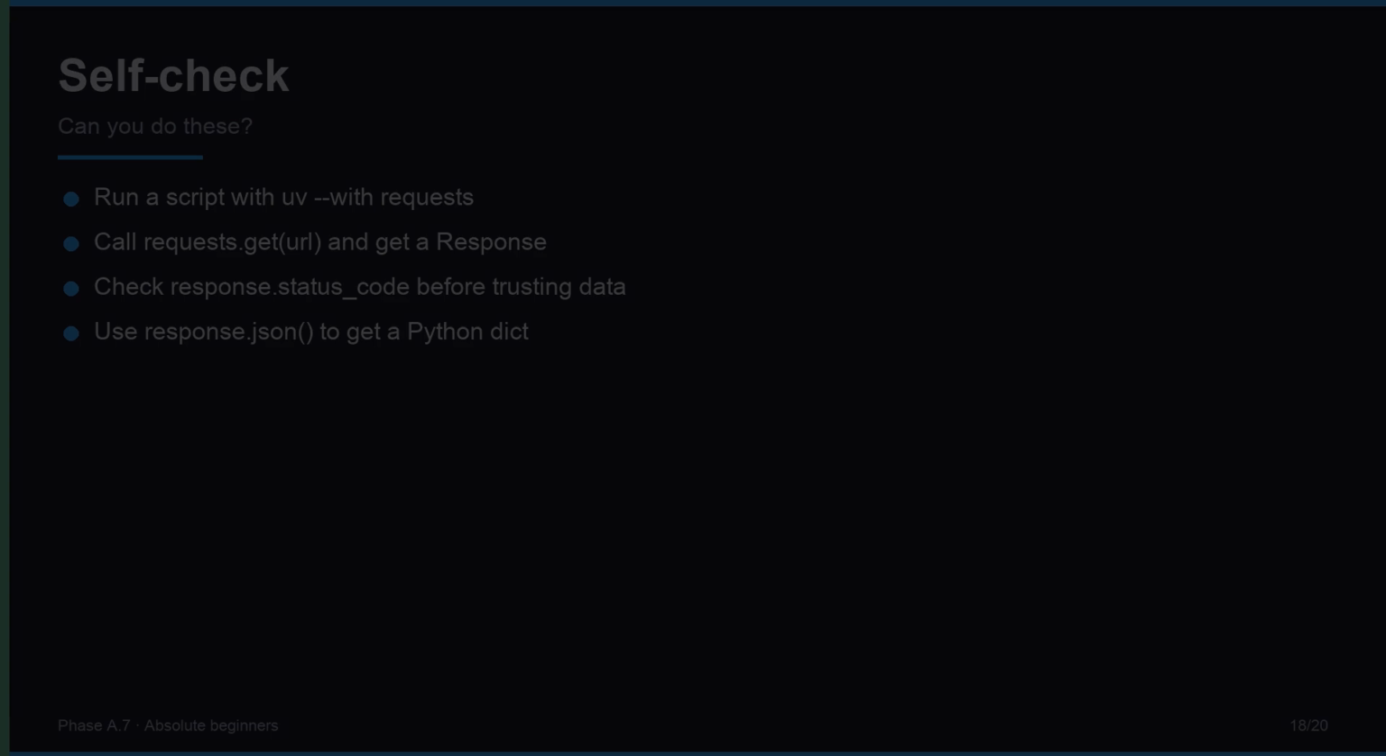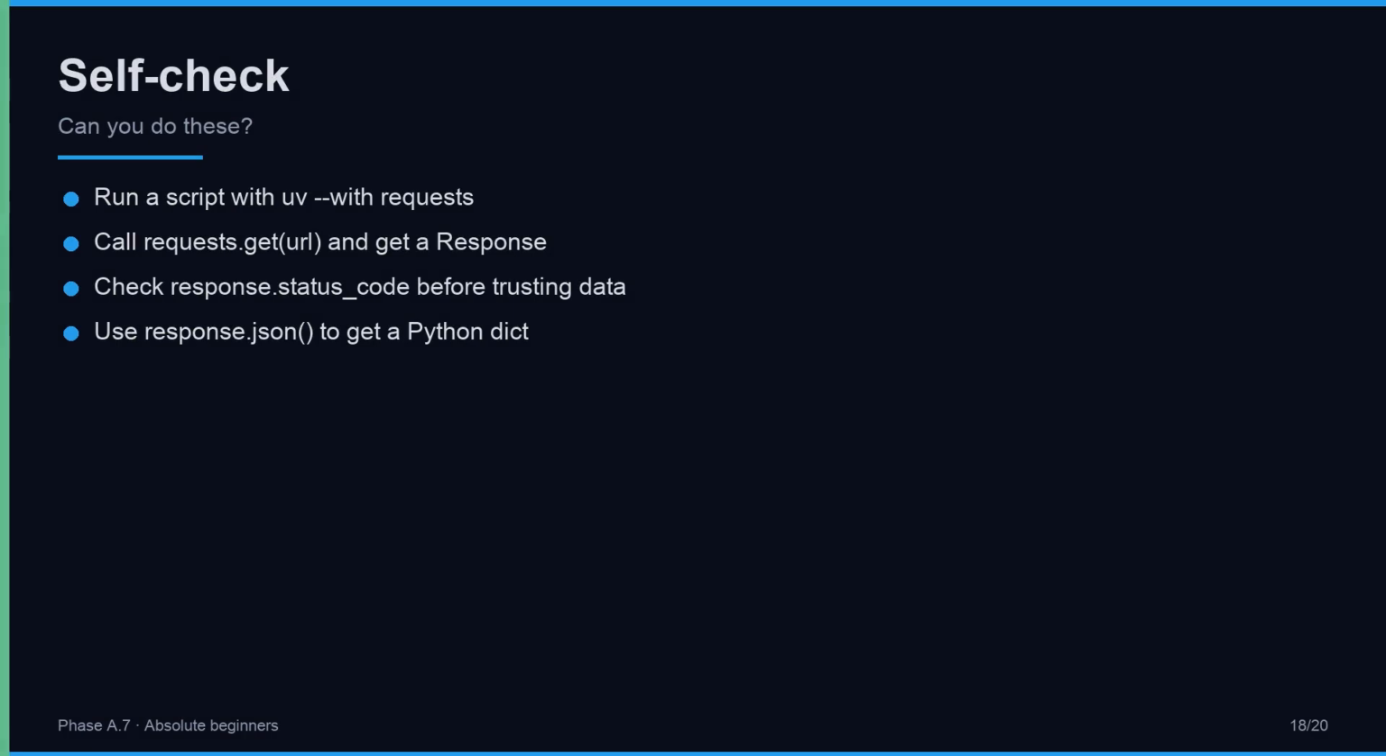Try it yourself. Quick self-check. Can you run a script that imports requests using uv --with, without setting up a project? Can you call requests.get with a URL and store the response? Can you check the status code before you trust the data? Can you call response.json and get back a Python dictionary you can index with square brackets? If any of these feels shaky, rewatch the matching code example and try it yourself.